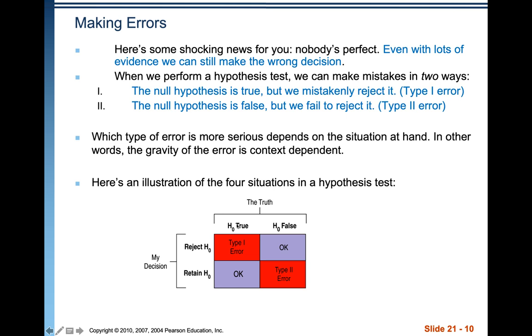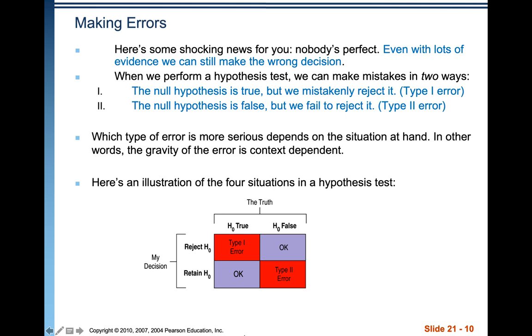If the null hypothesis is true, however, we have committed a type 1 error. Okay, we've made a mistake. And this is going to happen when our p-value is small enough for us to reject the null. So the probability of a type 1 error is equal to alpha.